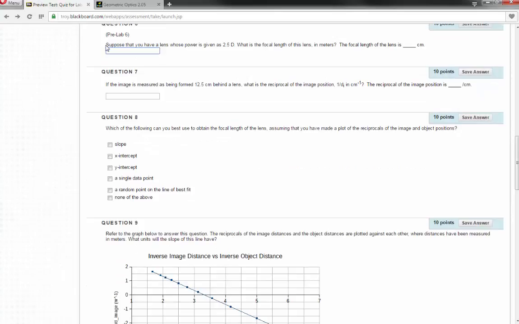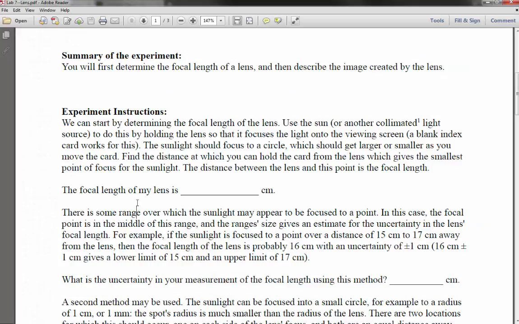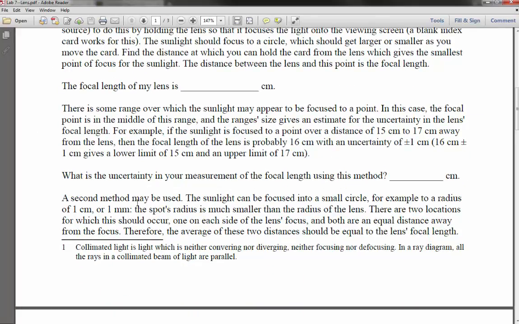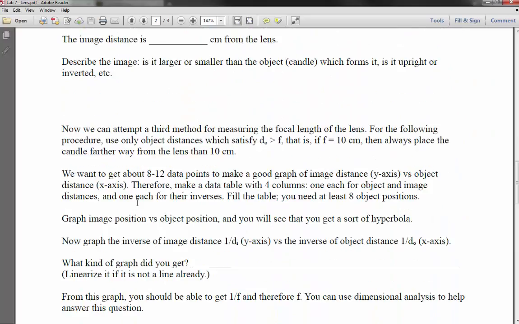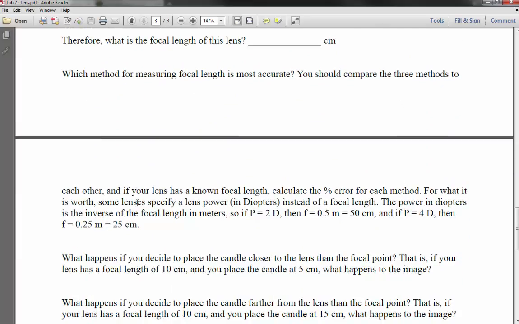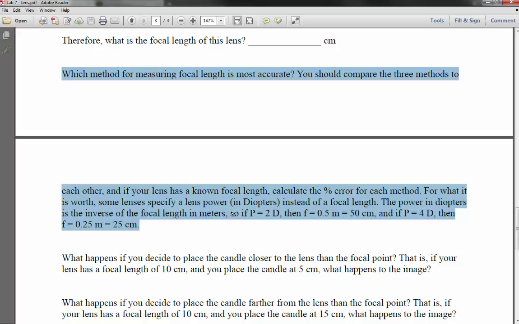Question 6 asks, suppose you have a lens whose power is given as 2.5 diopters. The D is for diopter. What is the focal length of this lens in meters? So let's pull up those instructions again. Basically, lenses often give focal lengths in diopters. And so down here, they give a power in diopters.